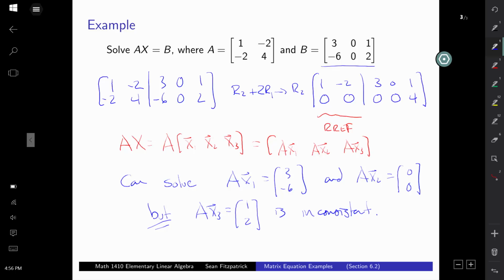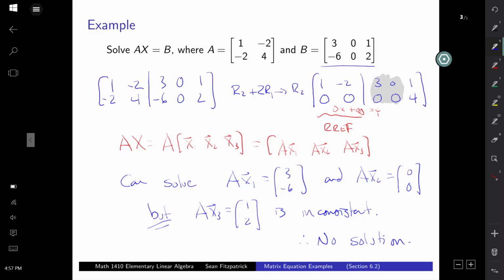Why? Because if I ignore those and just think about that last column, what does the bottom row in this matrix say? It says that 0x plus 0y equals 4. 0 is not equal to 4, so there is no solution, right? So the third column gives us an inconsistent system, and if even one of the columns fails, the whole thing fails, and so there is no solution in this case.